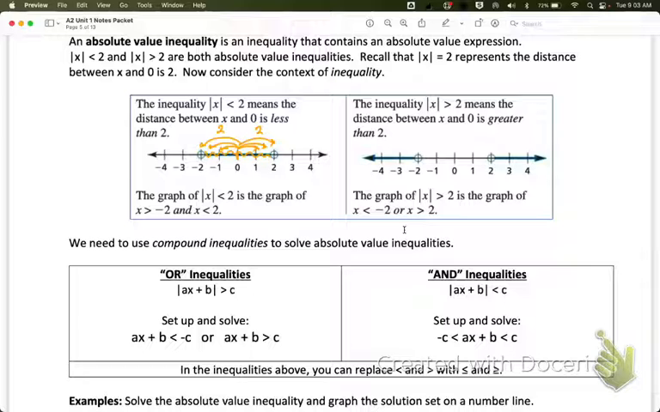If instead I need my distance to be greater, 2 to the right, 2 to the left, then that would mean I need to do something like 3 to the right or 3.5 to the right or 3.5 to the left or 4 to the left. And so that is why we end up moving away from the two dots. So those are our two options.